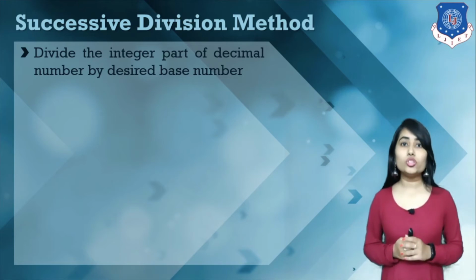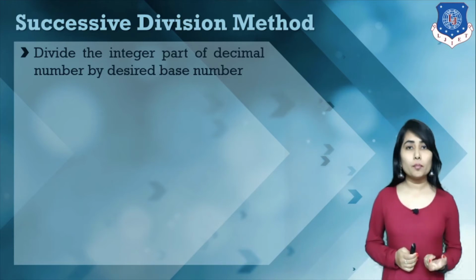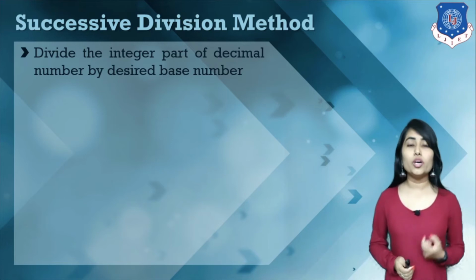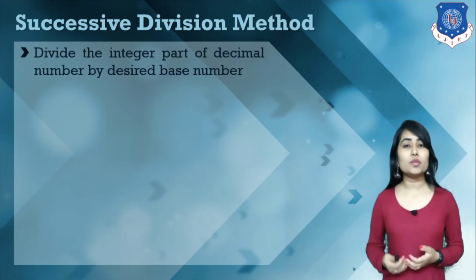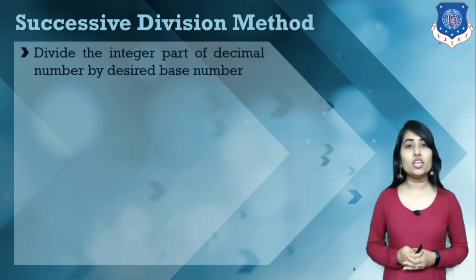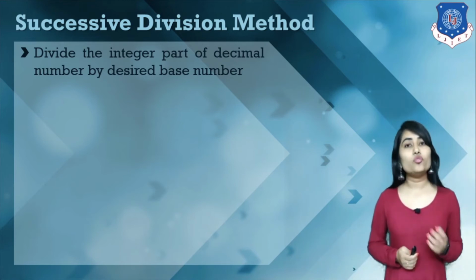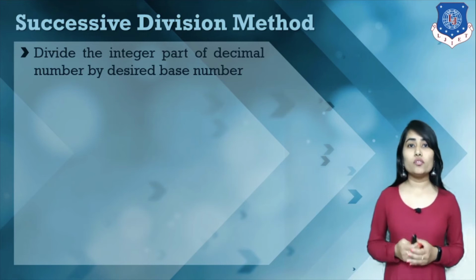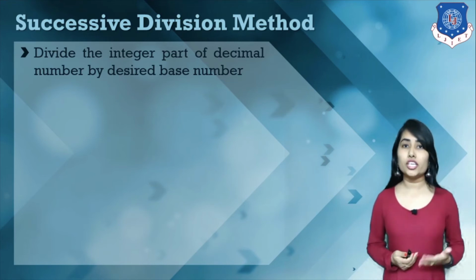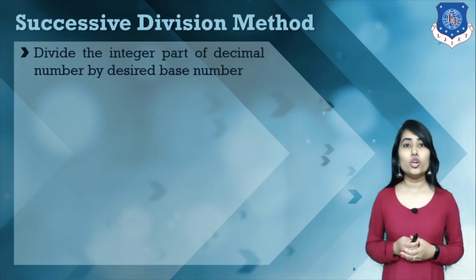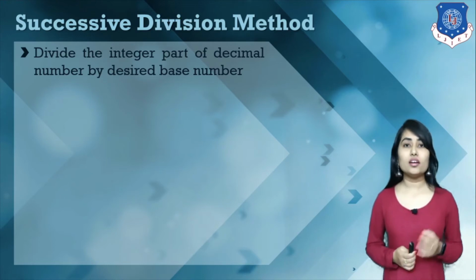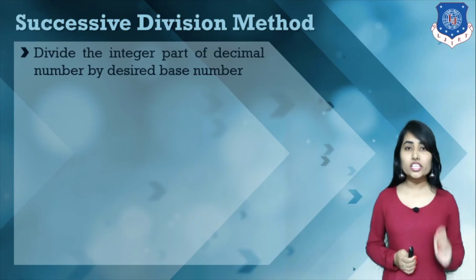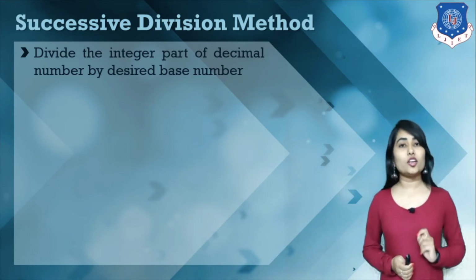We have to divide our integer number by the desired base. For example, if we want to convert a decimal number into binary, then we have to divide the number by 2. If we want to convert a number into octal, then we have to divide by 8. So first we have to divide our decimal integer number by the desired base.